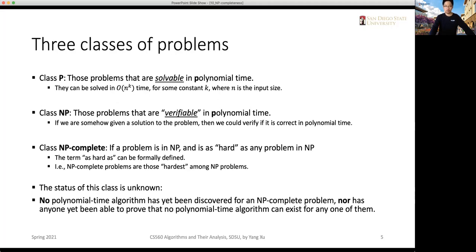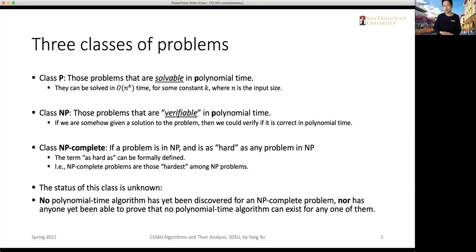People have not found any polynomial time algorithm to solve the NP-complete problem, but nor has anyone been able to prove that no polynomial time algorithm can exist. People try to solve the NP-complete problem within polynomial time, but never succeeded. But also people have never, in theory, proven that there's no such polynomial time solution.